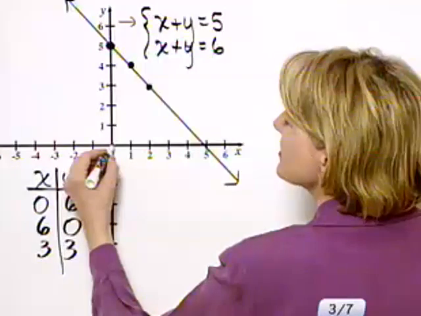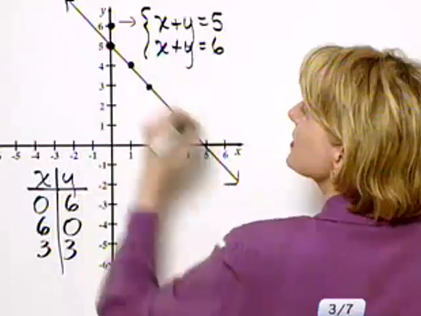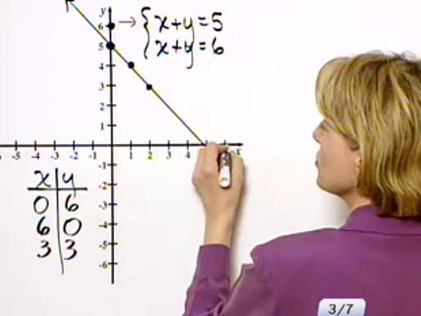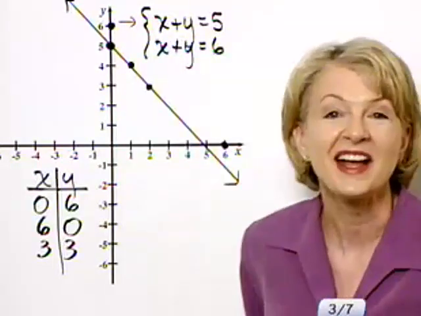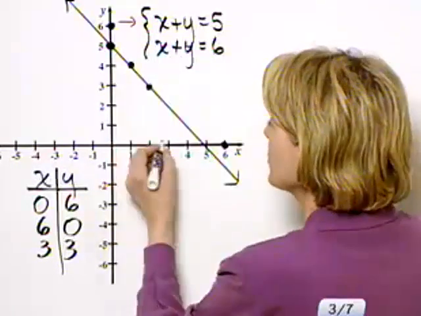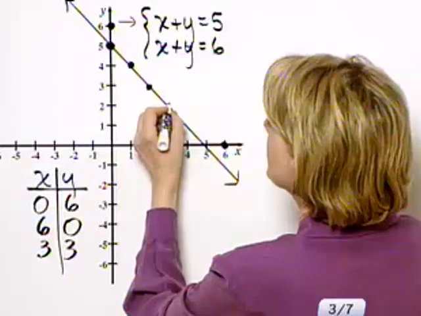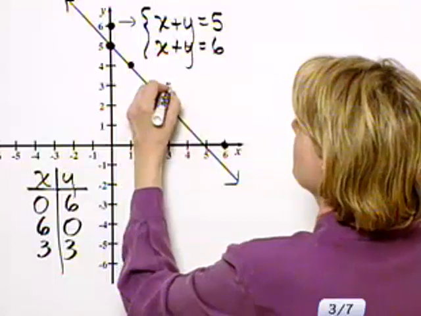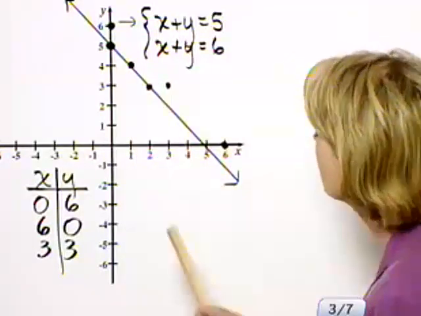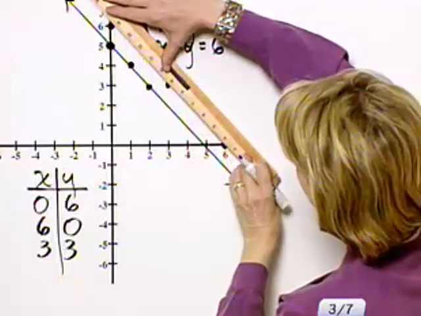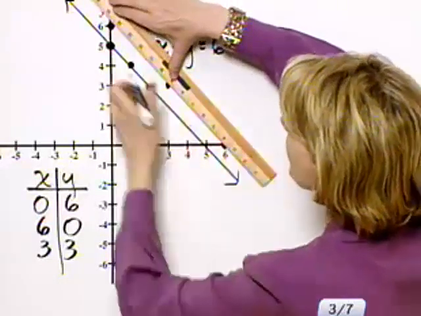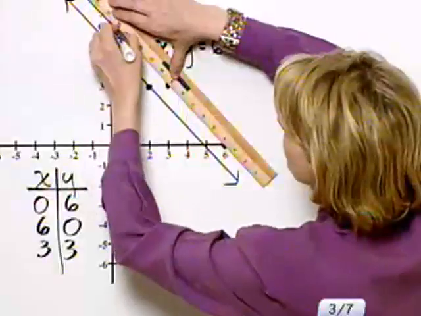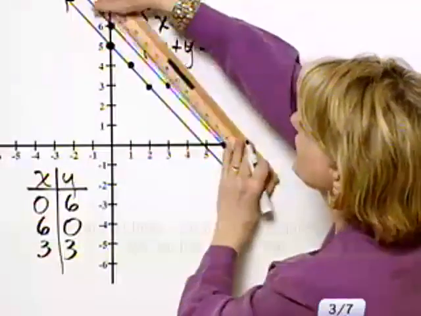Let's now graph them. 0, 6, that's 0 left or right, 6 up. 6, 0, that is 6 to the right, 0 up or down, and then 3, 3, that's 3 to the right, 1, 2, 3, up. There we go. All right, do you see these 3 points? Let's graph them. Now, it appears that our 2 lines in this case are what? It appears that they are parallel.